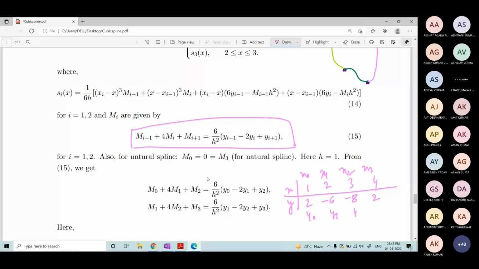Okay. So ultimately S(x) will be given by this. Each piece is a cubic polynomial, and since there are 4 data points, so 3 subintervals. In these 3 subintervals, we'll have 3 cubic polynomials, and they are given by this. So this will be your final answer, the cubic spline, which will be interpolating the given data.